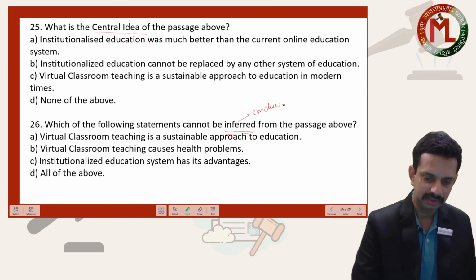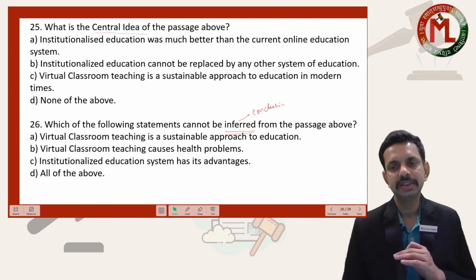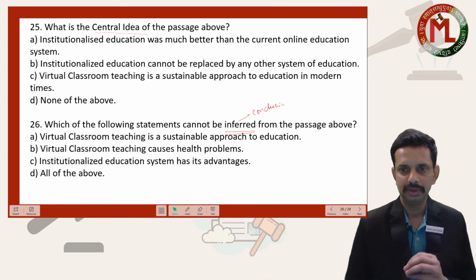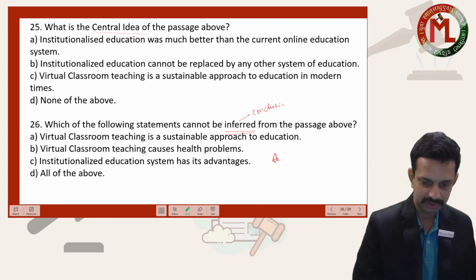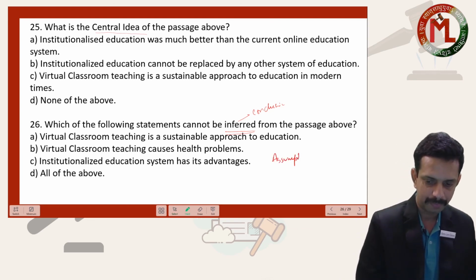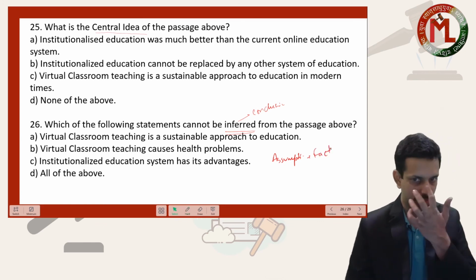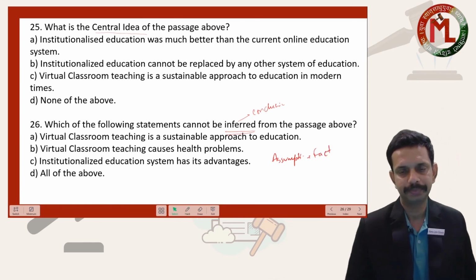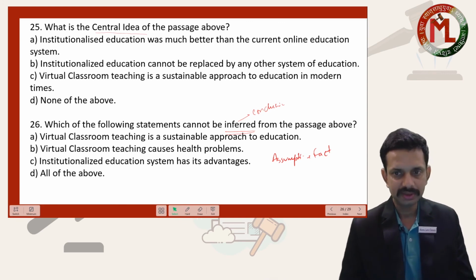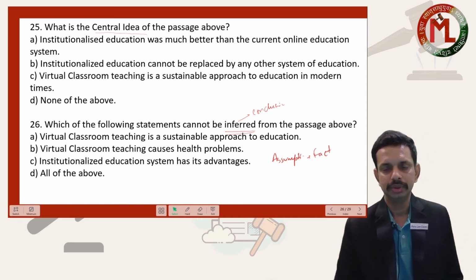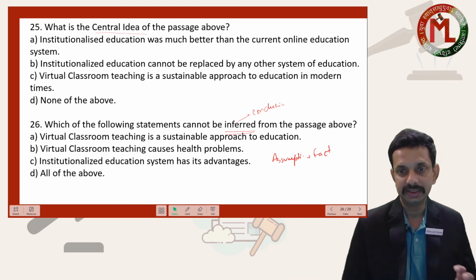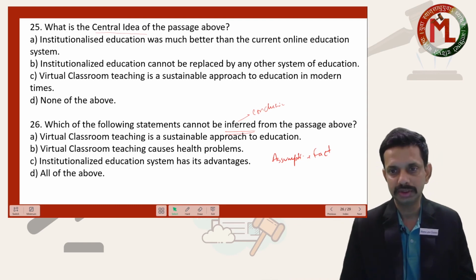Actually here the inference can be arrived by using two things. First one is assumption and second one is fact. By combining these two, we can arrive at an inference. So to answer this question, you need to find the fact into the passage and then you need to identify the assumptions, if any, into the passage, right?